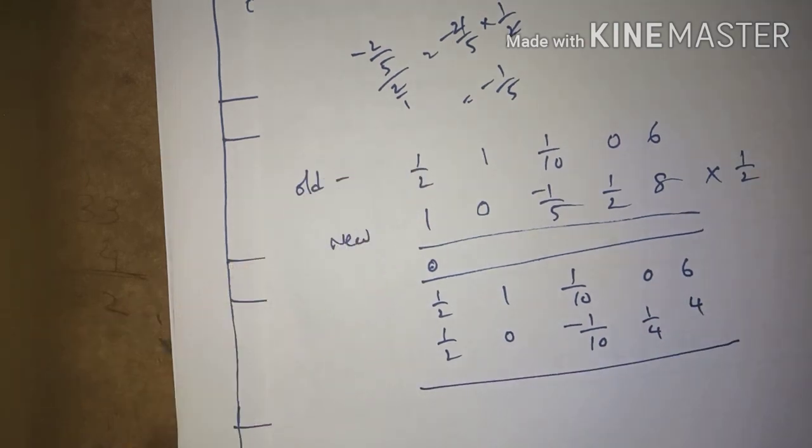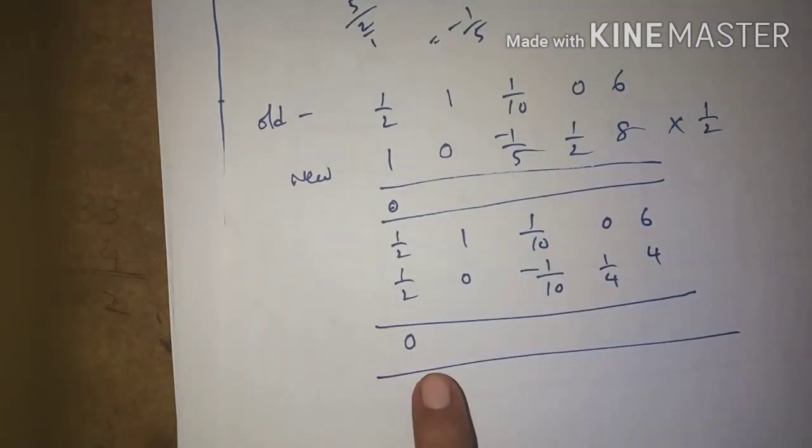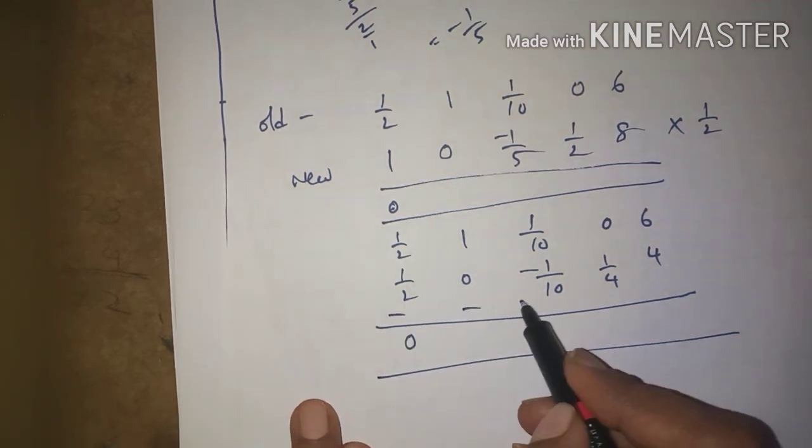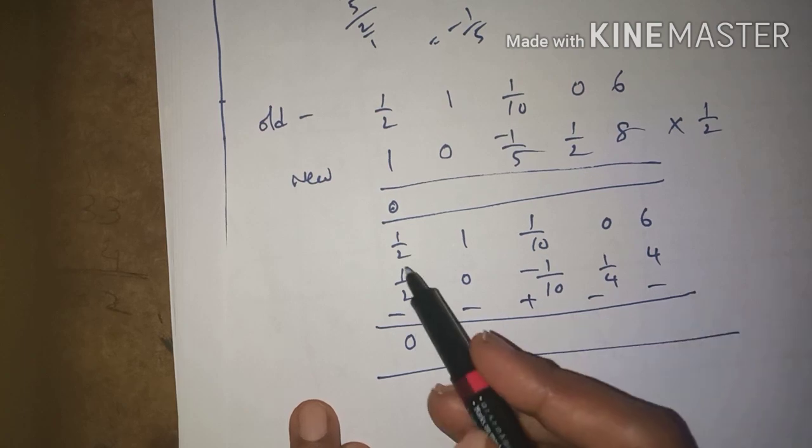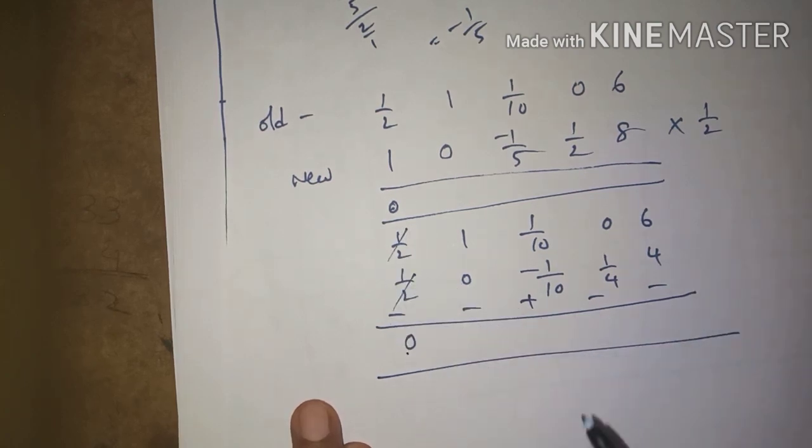Now to get a 0 here, what do we have to do? We have to subtract. How can we get the 0 here, by adding or by subtracting? By subtracting only we will get a 0 in this place. Whenever you do the subtraction, we need to change the signs. Plus 1 by 2 minus 1 by 2 cancel, 0.